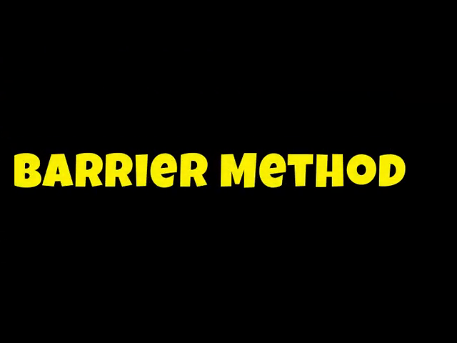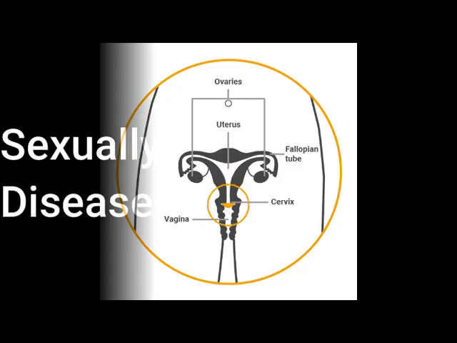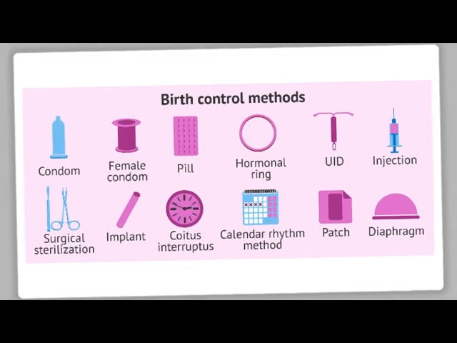So, first are the barrier methods. These are physical devices to prevent the entry of sperm into the female genital tract during copulation. They also protect against sexually transmitted diseases, children, which are also called STDs. Barrier methods may be categorized into condoms, femidome, and diaphragm.